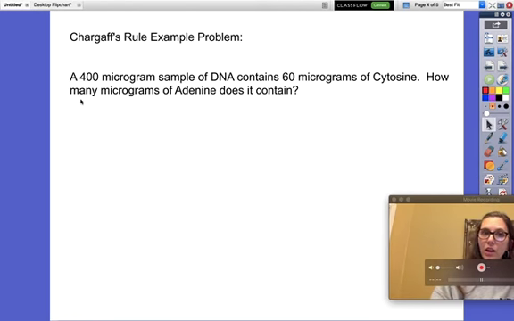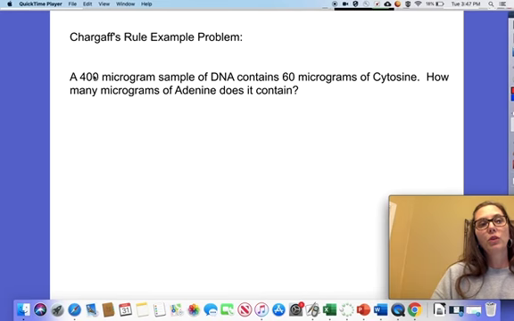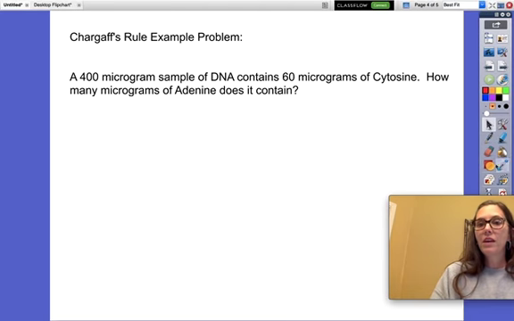Okay, and this was in our notes. You had one example problem in your notes. So I want to do another one with you just to make sure we've got this. Let's read the problem together and highlight a little bit of key information here.